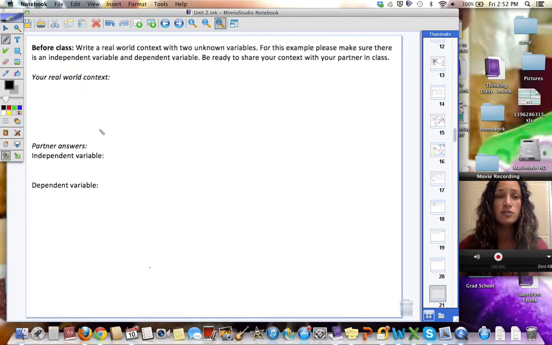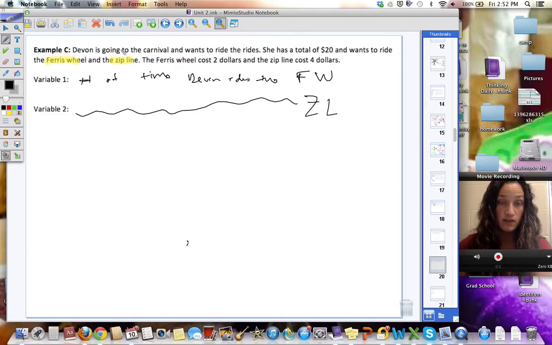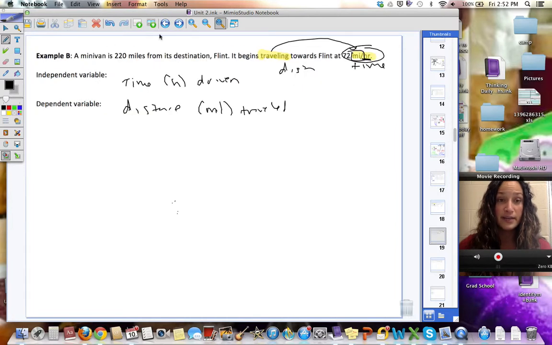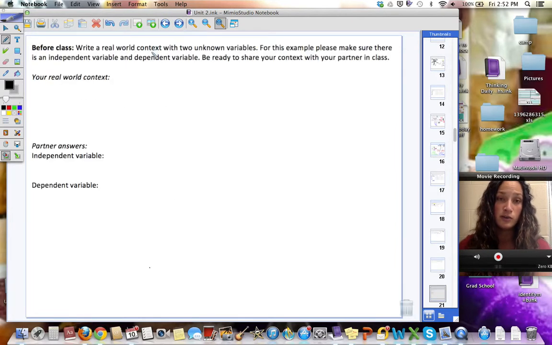So what I want you to do is write a real world context with two unknowns. You can pick either one that's a variable 1, variable 2, or one that is an independent dependent. You need to do this because we are doing an activity that involves this on Monday. So write your context here.